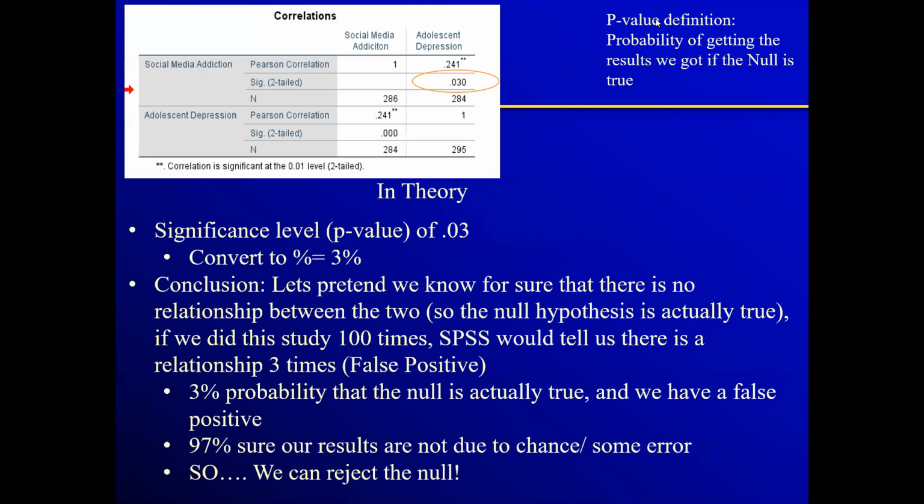So let's go back to this p-value definition. Probability of getting the results we got if the null is true. So if we're a God and we know that the null is definitely true, there is no relationship, a p-value of 0.03 tells us we are going to get this significant finding only 3% of the time.